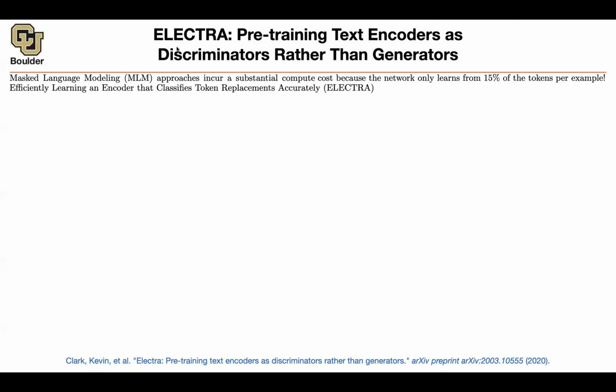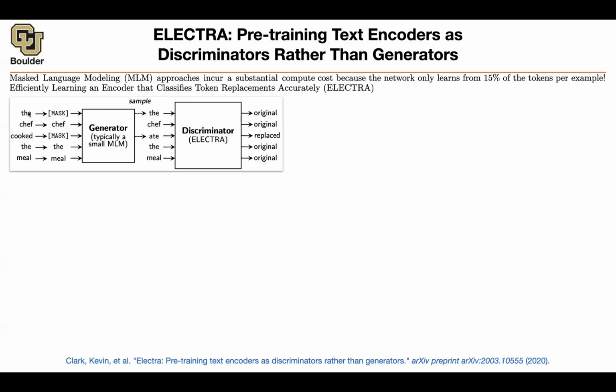What does ELECTRA stand for? It stands for Efficiently Learning an Encoder that Classifies Token Replacements Accurately. So that's ELECTRA. What is the idea? You have an input sentence: the chef cooked the meal. We are still going to do some masking. For instance, we mask cooked, and the rest of them we don't change. There is still going to be a generator, and you can think of it as a transformer encoder.